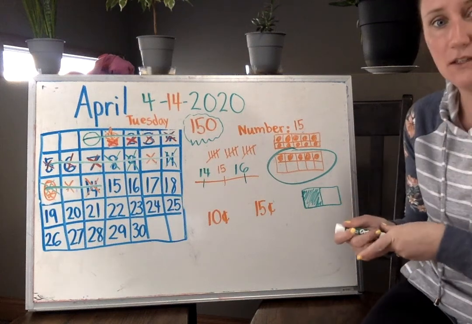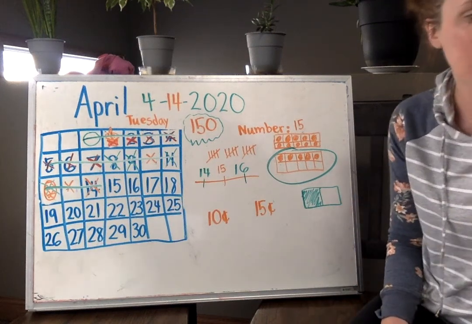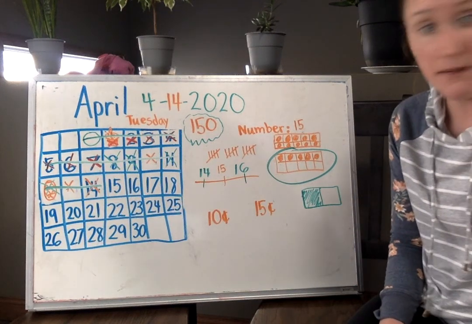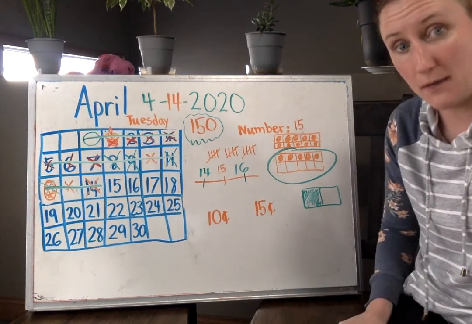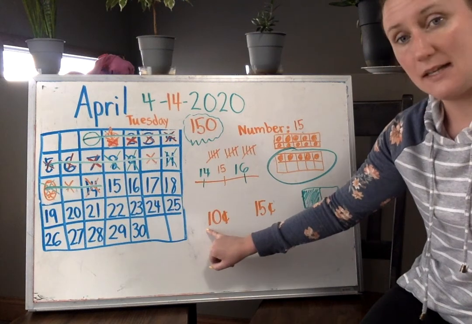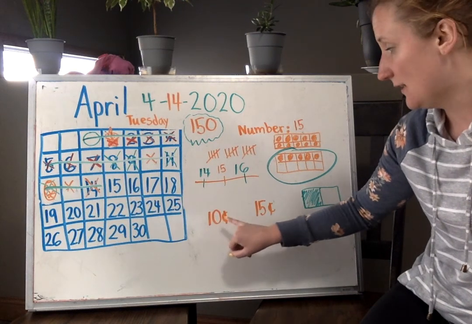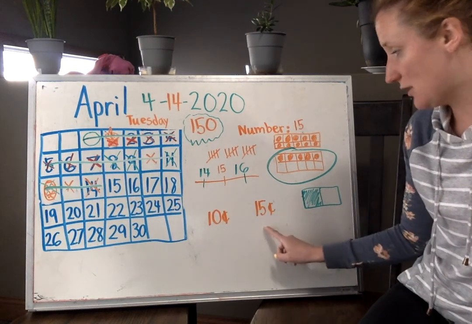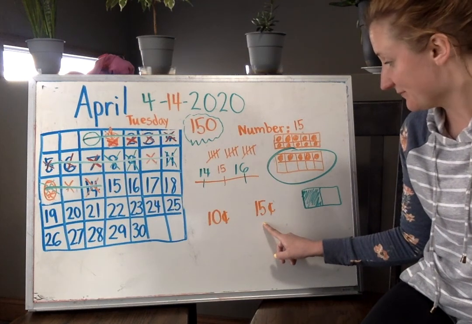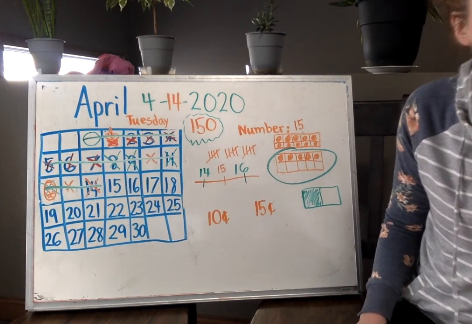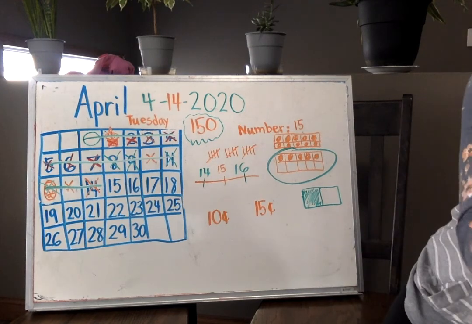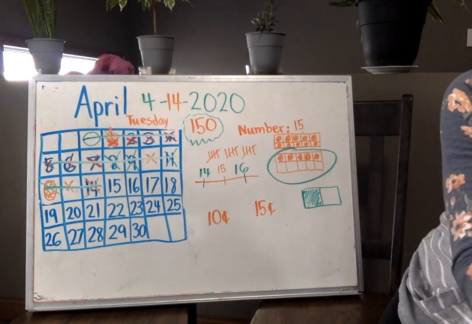Now, something else that is fun to work on is money. So this is what I was talking about that is fun. I have 2 coin amounts on my marker board. This amount says 10 cents. How much does this amount say, kindergarten? 15 cents. So I found some fun coins that I think will be helpful to us.